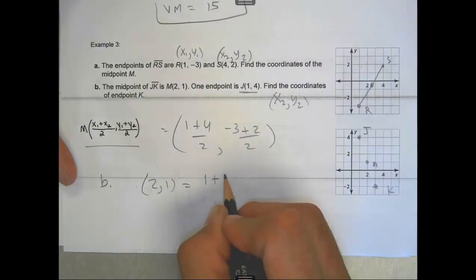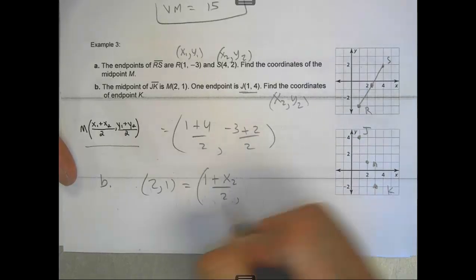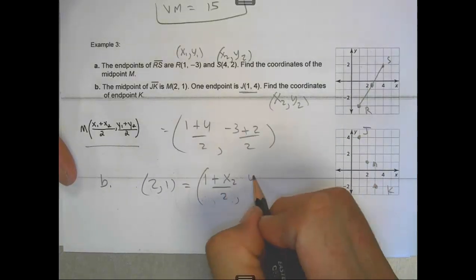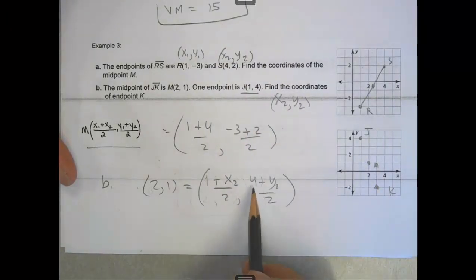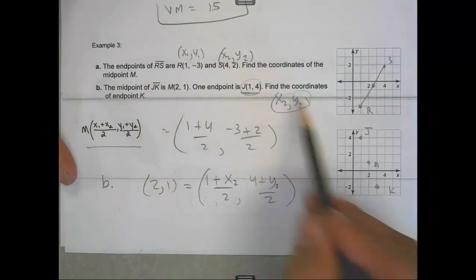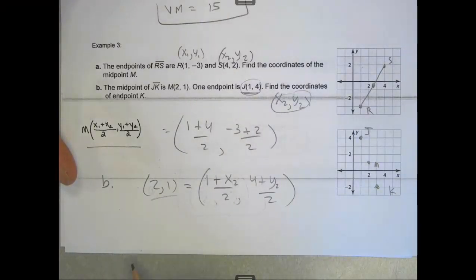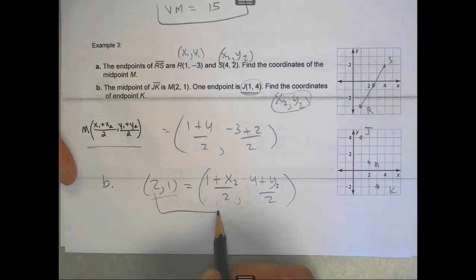It's going to be your x coordinates added together, divided by 2, and then your y coordinates added together, so 4 plus y2 over 2. So there is your midpoint. All I did was plug in the midpoint formula. This is my first point, this is my second point, and this is the midpoint.